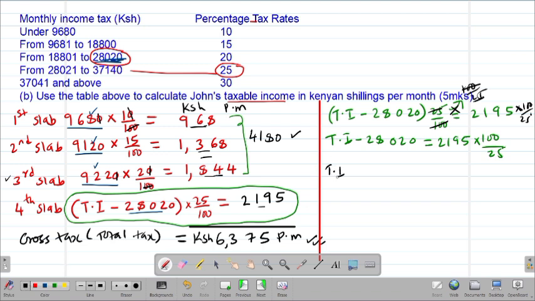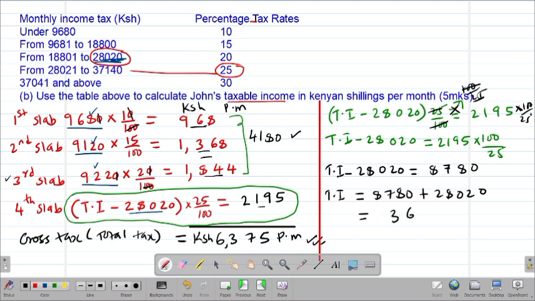taxable income minus 28,020 being equal to 21.95 multiplied by 100 over 25. Your calculator will give you 80. Therefore, the taxable income will be equal to 8780 plus 28020. Of course, this will give us 8780 plus 28020. Your calculator will give you 36,800 shillings. Then, of course, the taxable income will always be in the units of the table.